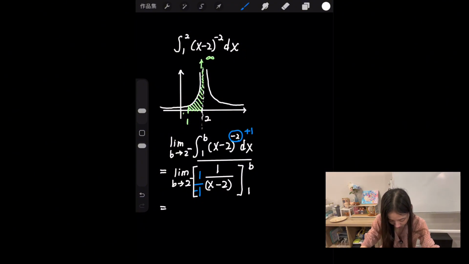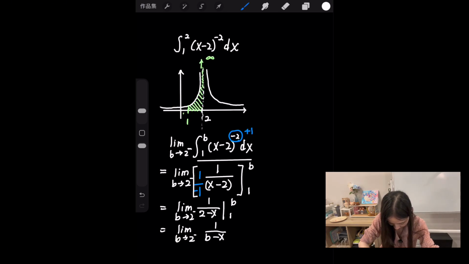And let's calculate. This will be 2 minus x in the denominator, and the limit as b approaches 2 from the left, from 1 to b. So it will be the limit as b approaches 2 from the left, and we put b inside here, 2 minus b in the denominator, and then minus, because there's no b, you can just write it down without the limit, 2 minus 1 in the denominator. Oh sorry, this part actually is 2 minus b. We have to replace x. So 2 minus b here.